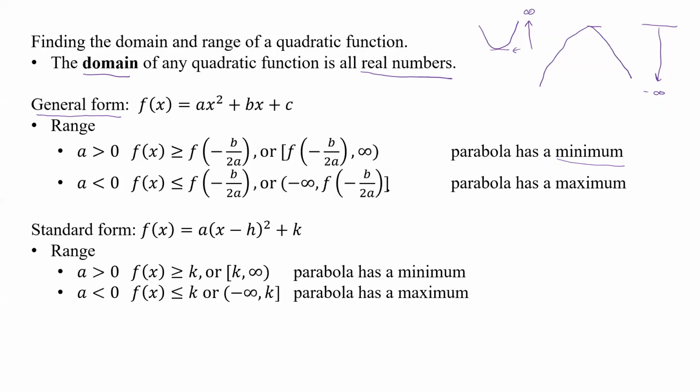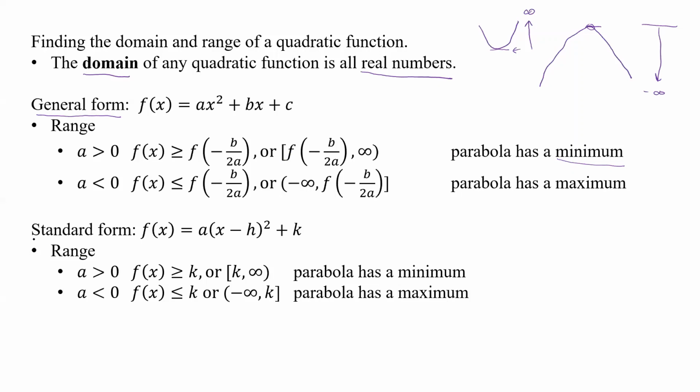And then you have your bracket. So that's going to be included because that point's included on your graph. It's not like an open circle at that point. It's actually a closed circle. So it's going to be included. And that's why we have a bracket on the right side here as the maximum and on the left side here as the minimum. So that's if you have general form.